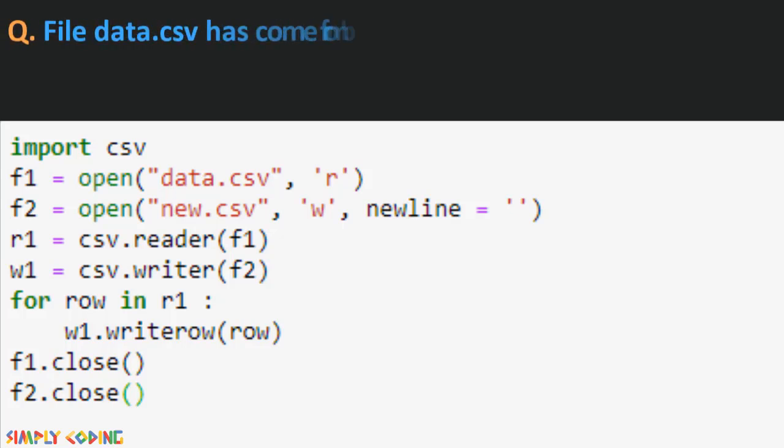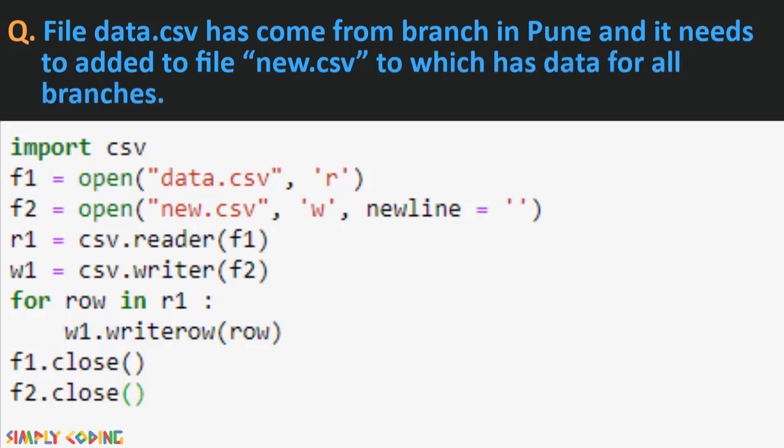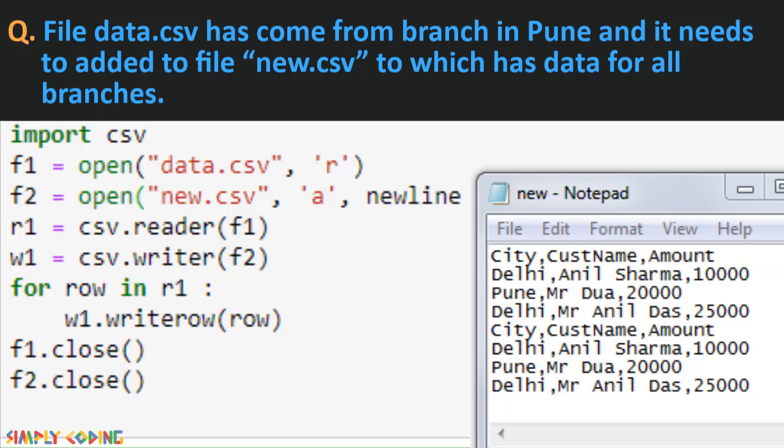Suppose the question was that file data.csv has come from branch in Pune and it needs to be added to file new.csv which has data for all branches. Now here the data is not to be written, it is supposed to be appended. So the only change we need to do is change the mode to append. This will append the file you read to the second file.